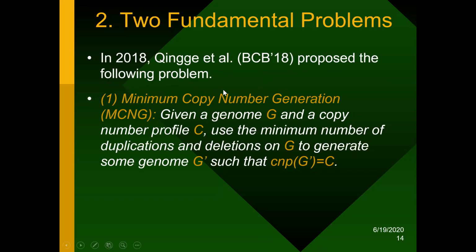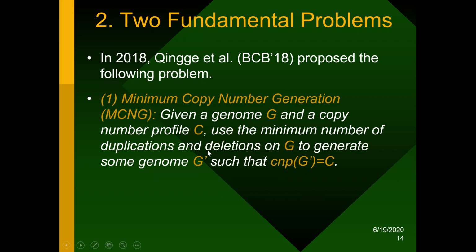So one of the first problems we studied was based on what I just covered. At ACM BCB 18, we proposed the following problem called MCNG. You are given a genome G and a copy number profile C, and you want to use a minimum number of duplications and deletions on G, not on the profile, to generate some genome G prime, such that the CNP of G prime is equal to the target copy number profile.